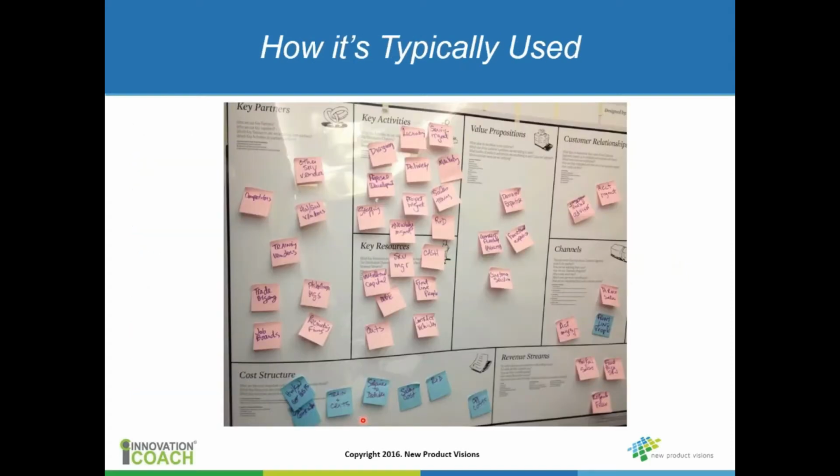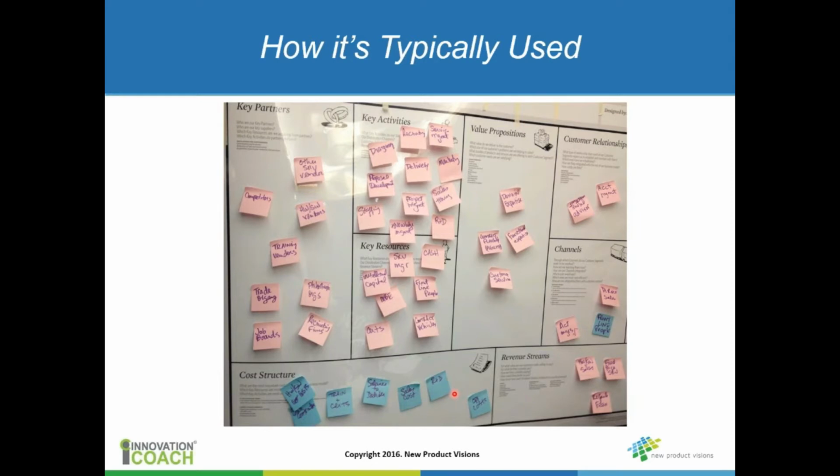The way this tool is typically used is you can print out the Business Model Canvas in a large format, put it up on the wall, and then use it as a team activity to go through these 9 different building blocks and understand your existing business model, and as a way to discuss how you might change your business model.